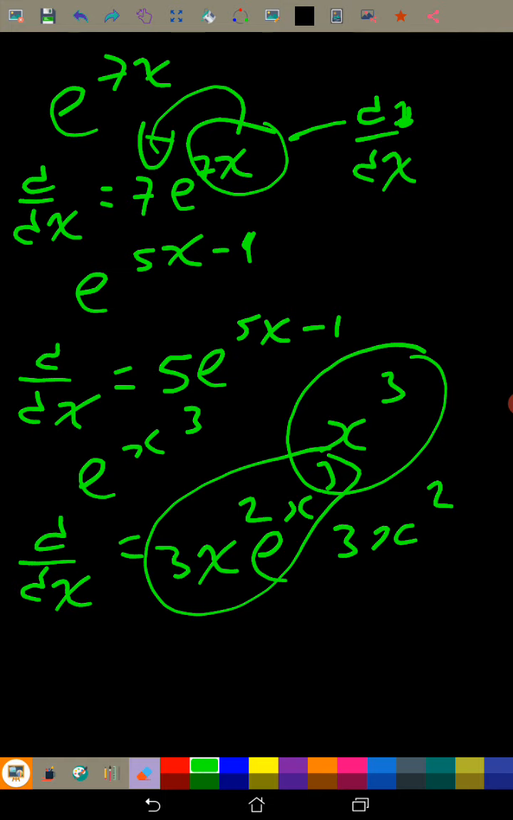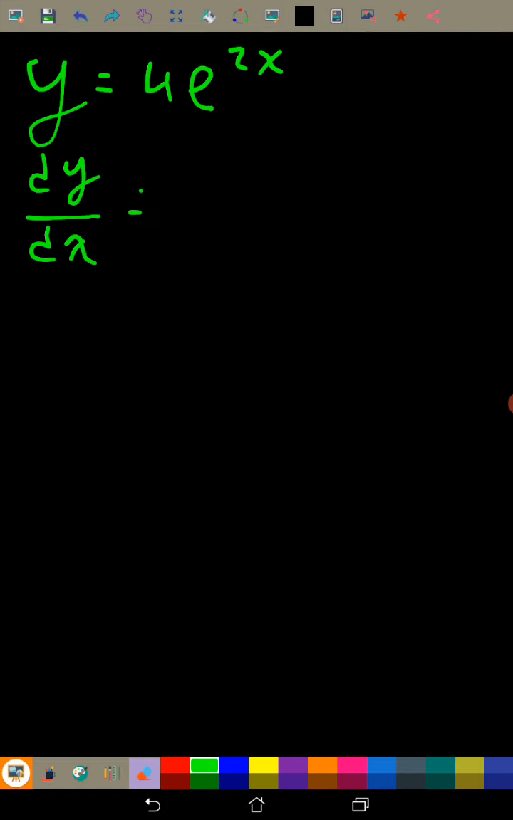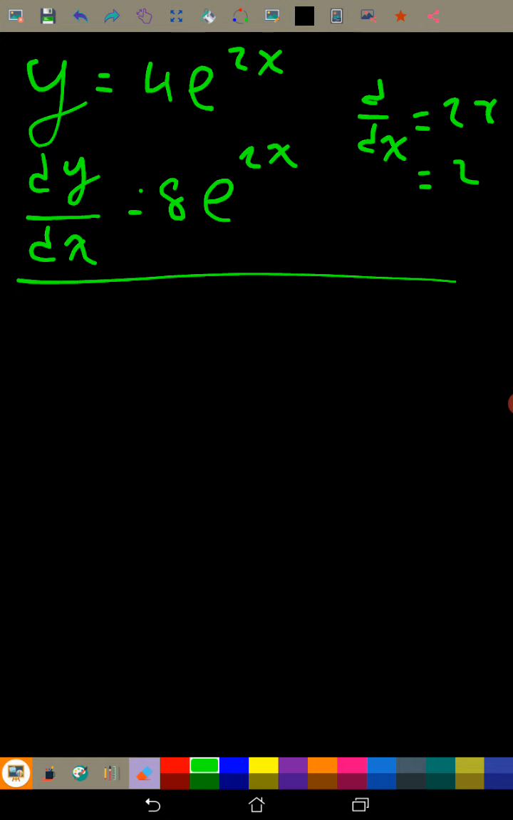Okay, so we have been differentiating exponential functions, and we have some other examples. Y is equal to 4e^2x. If we differentiate, we have 2 here, 8e^2x, and yeah, so the d/dx of 2x is just 2, so we know how to do it.